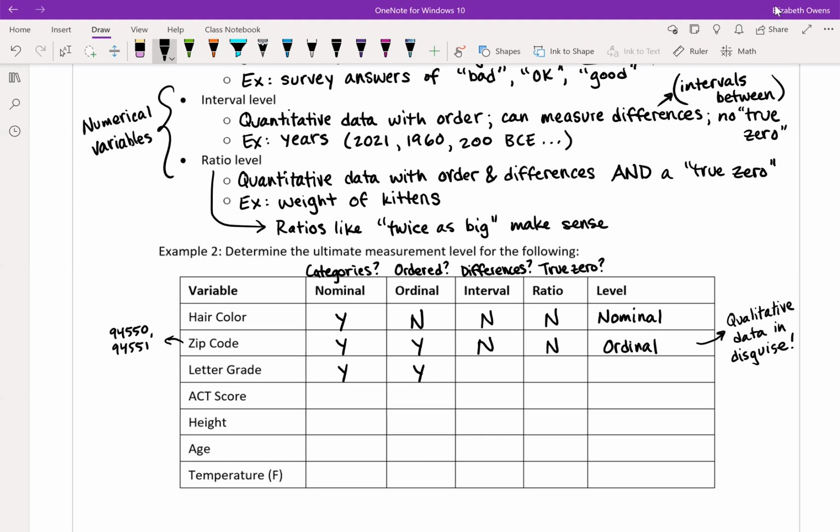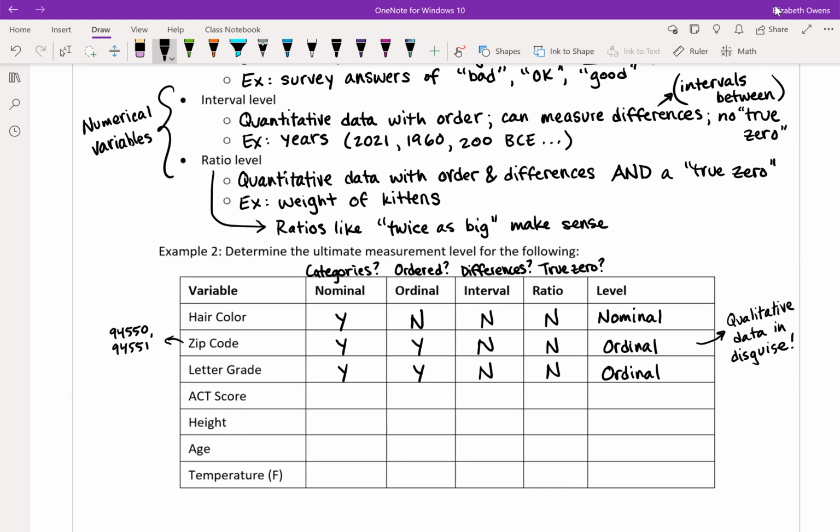We cannot really do subtraction with those letters. If you take A minus C, we don't get a meaningful result from that. If you broke it down into percentage points or something, perhaps you could look at that, but then you're not looking at the letter grade anymore. You're looking at a percent grade. And that's different. All right, so no interval level and therefore no ratio. This is also ordinal level data.